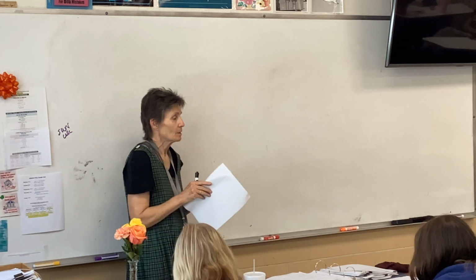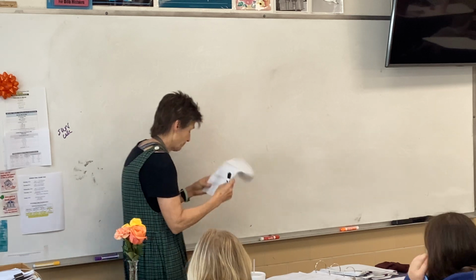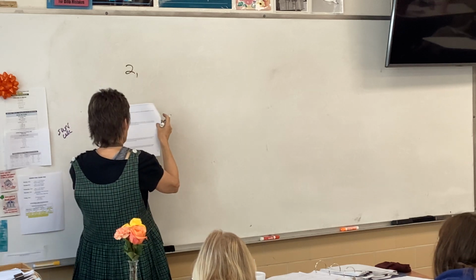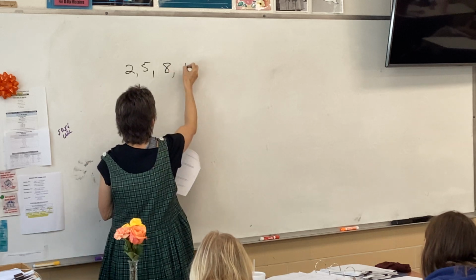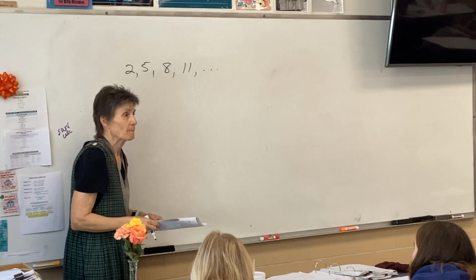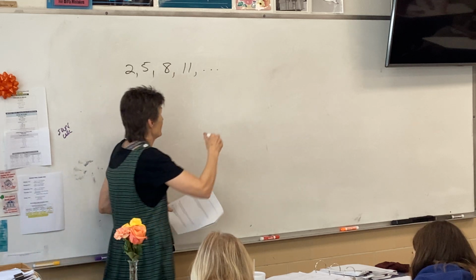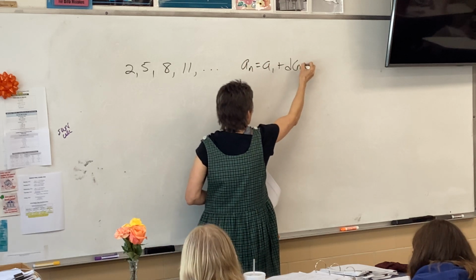24. Eli caught 2 baseballs on the first day, 5 on the second day, 8 and 11. What kind of a sequence do we have right there? That's arithmetic. So you're going to have all the formulas. The arithmetic formulas are these.